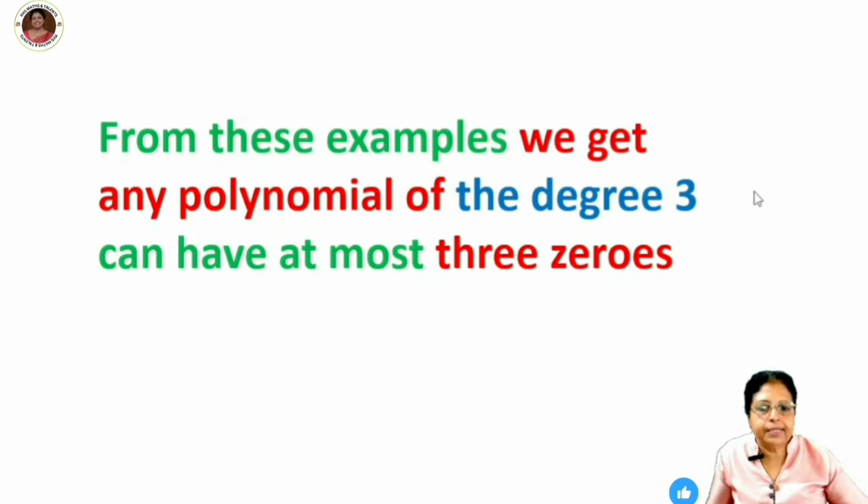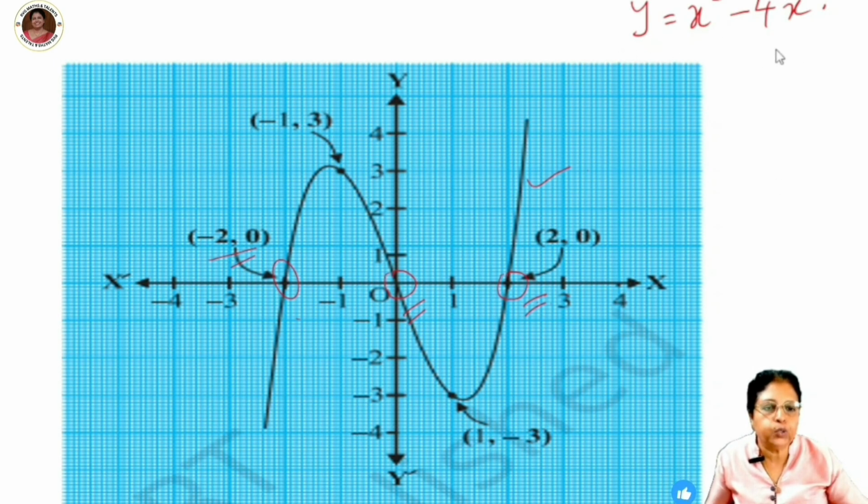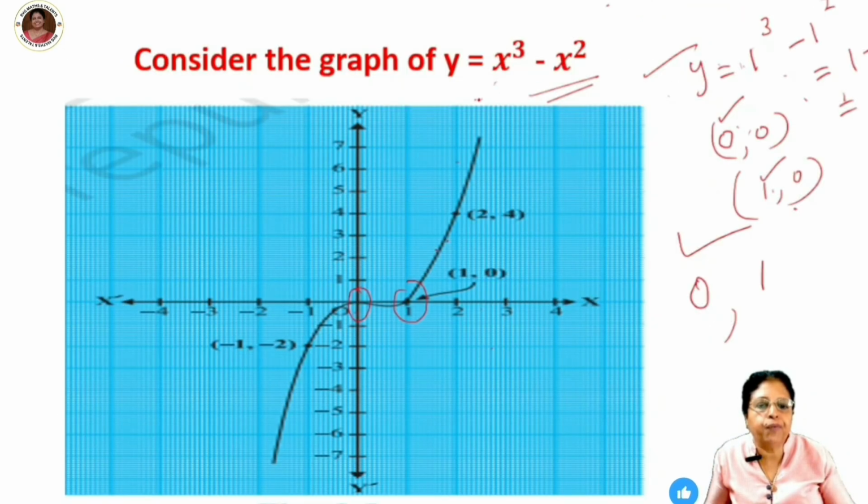From these examples, we get any polynomial of the degree 3 can have at most 3 zeros. See, this is the graph of y equal to x cube minus 4x. Here, the graph intersects with the x-axis at 3 points. That means it has 3 zeros. This is the graph of y equal to x cube minus x square. Here the graph intersects with the x-axis at 2 points, and this polynomial has 2 zeros. And the zeros are the x coordinates of the intersecting points.